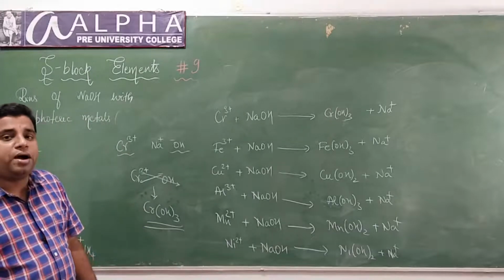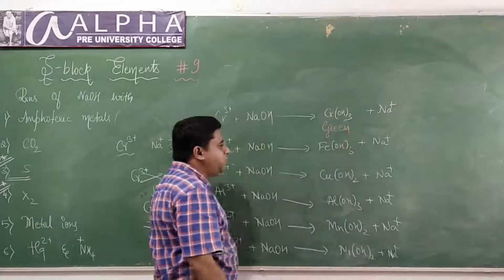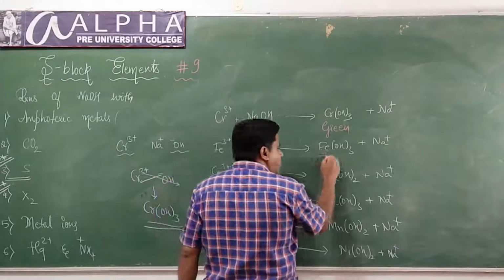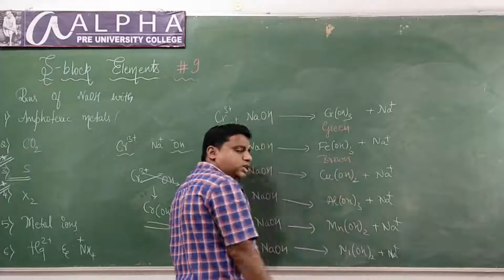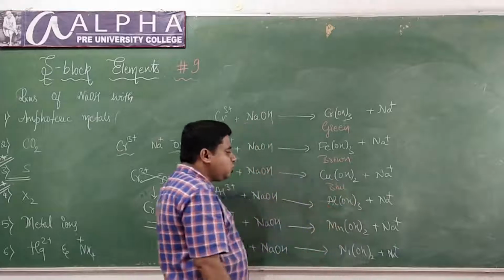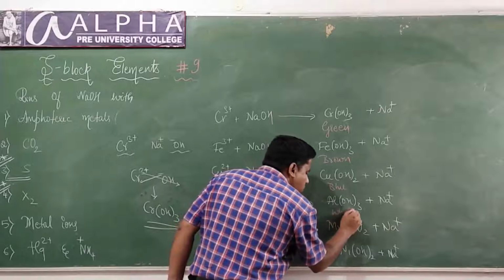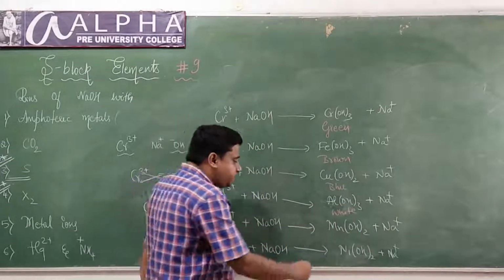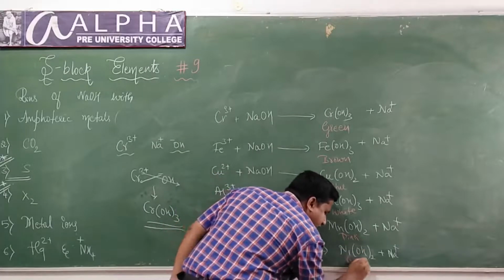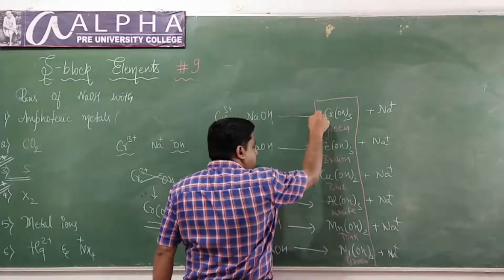What is the color of chromium hydroxide? It's a green colored compound. Ferric hydroxide: I hope you know the color of rust. It is a brown colored compound. Obviously you know the color of copper ion: blue. Cupric hydroxide is a blue colored compound. Aluminium hydroxide is a white compound. Manganese hydroxide is a pink compound, and nickel hydroxide is again a green colored compound. So you should remember the color of these compounds. That is what is important.